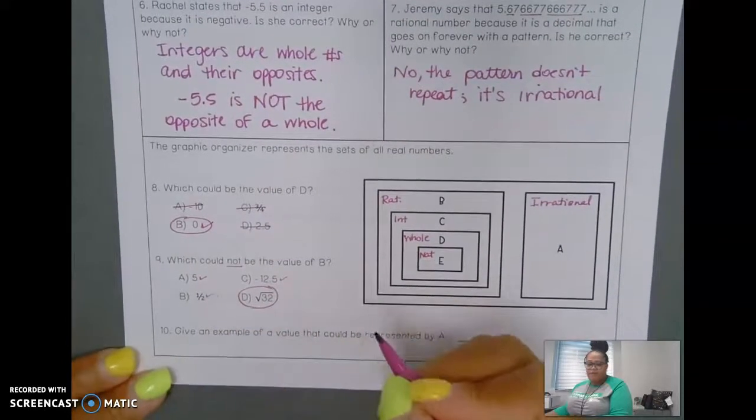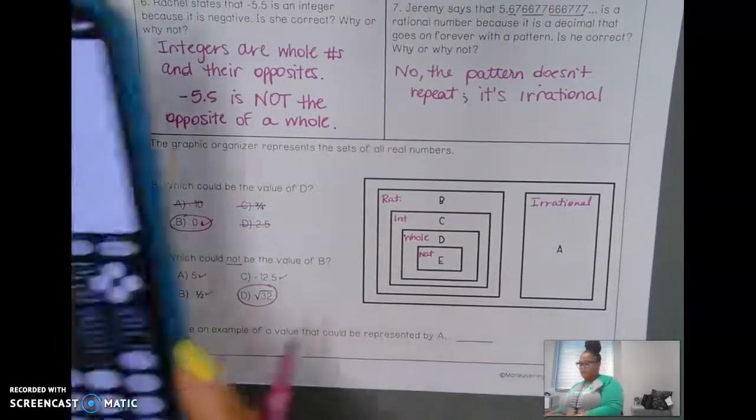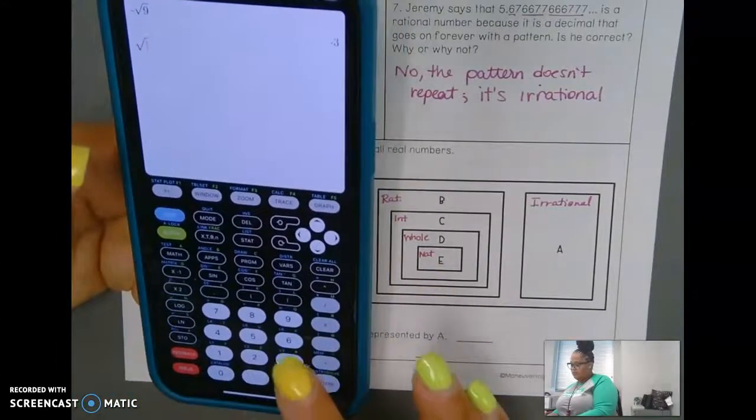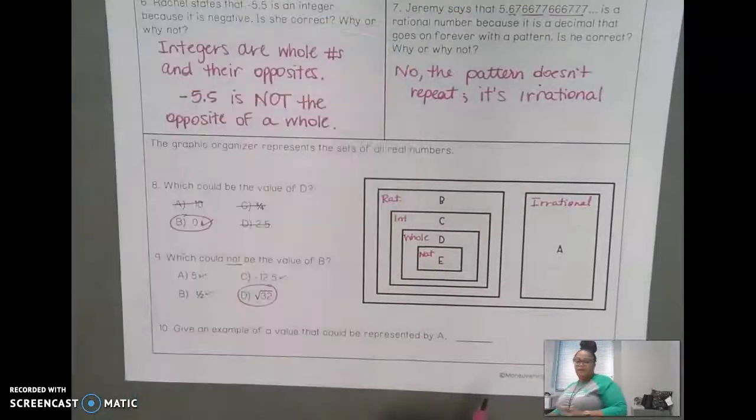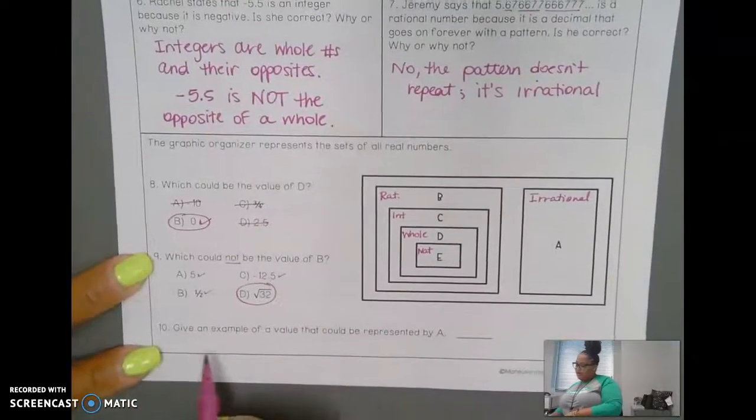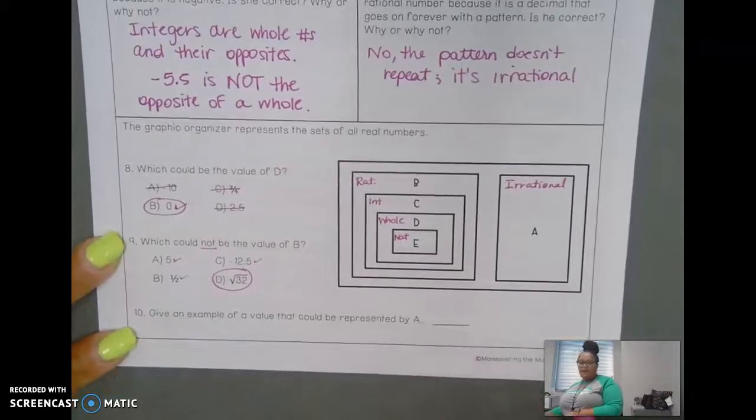And I could check it by finding the square root of 32. So second, square root, 32 is 5.6585. Yep, that's the winner.